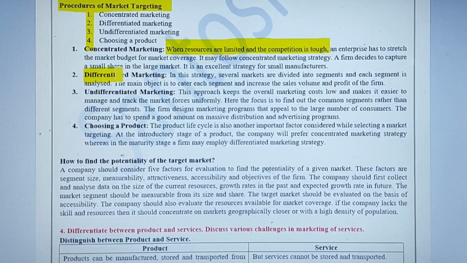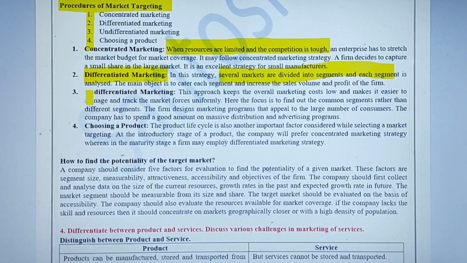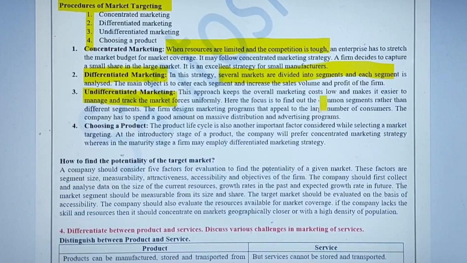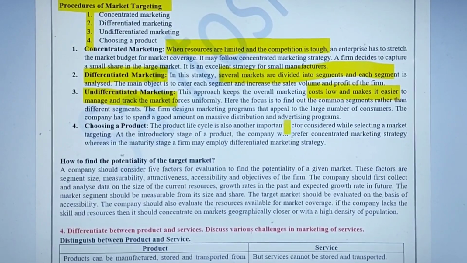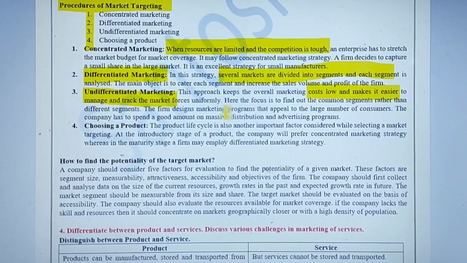Then the second process is differentiated marketing. In this strategy, the market is divided into different segments, and each segment is analyzed, and accordingly the strategy is formed for targeting. The third one is just the opposite of the second one, that is undifferentiated marketing. This marketing strategy is used for making the cost a bit lower, and here they randomly select the market and do the marketing job.